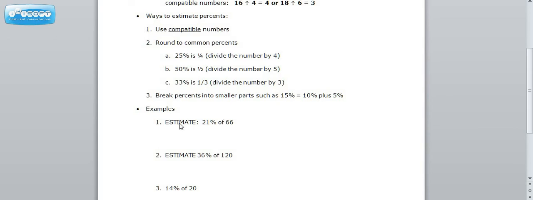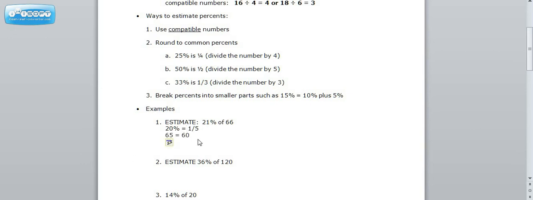So let's try some examples. I want to estimate 21% of 66. Now 20% is close to that 21%, and we know that 20% is 1/5 of something. And I didn't include it up here in our common percents, but 20% means to divide something by 5. So I'm going to round this 66, because I can't divide 66 by 5 very well, but I can divide 65 by 5, which of course is 13.